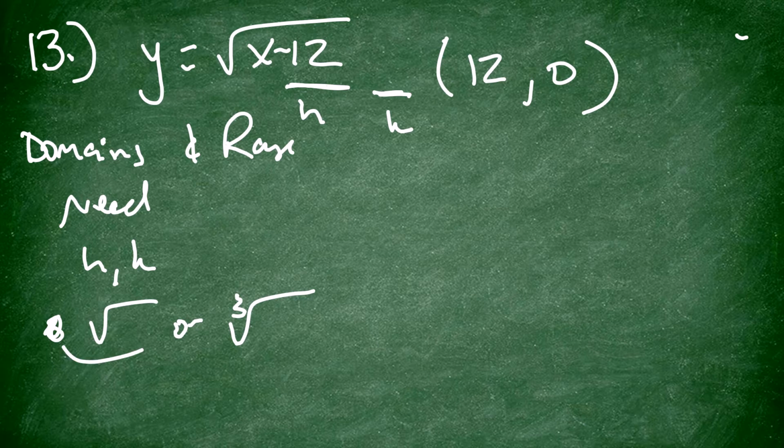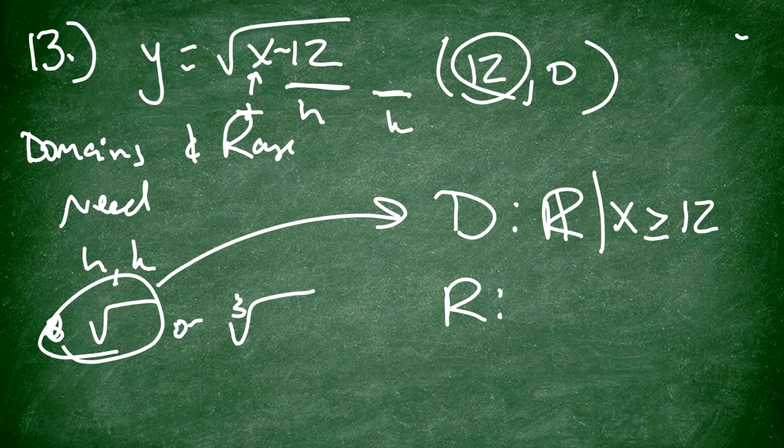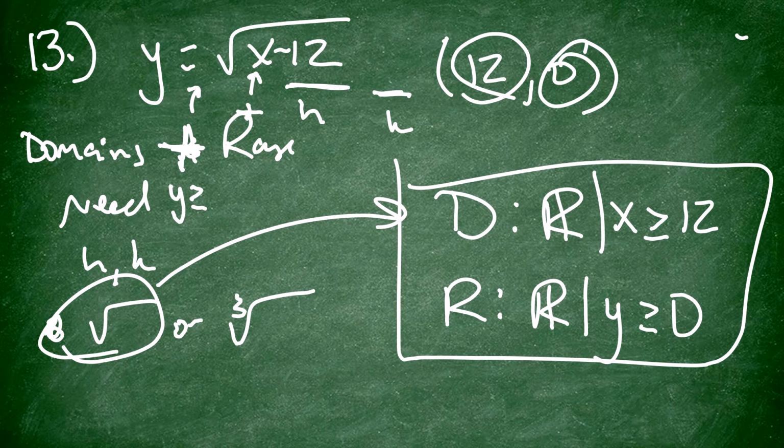So because it's a square root, I say domain is all the reals such that x, because that's positive, I put greater than or equal to whatever h is, 12. Range, all the reals such that y, because that's positive, I put y is greater than or equal to whatever k is, 0. There we go. That's it for 13.